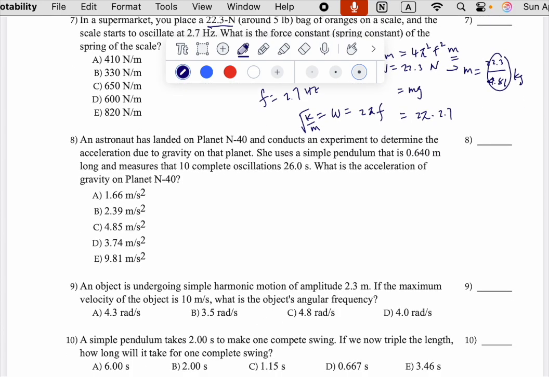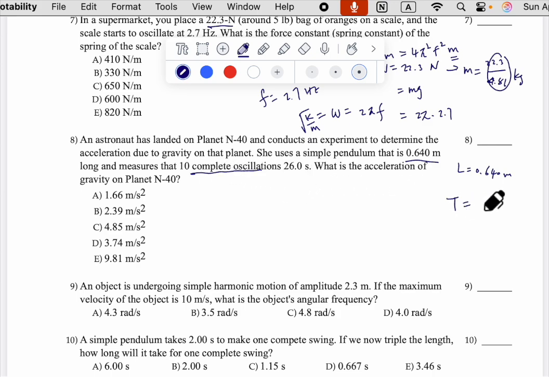Number 8, an astronaut has landed on planet N40 and conducts an experiment to determine the acceleration due to gravity on that planet. He uses a simple pendulum, so this is L, and measures 10 complete oscillations in 26 seconds. So that's 10 complete oscillations.